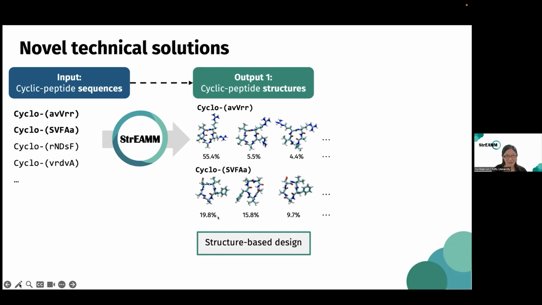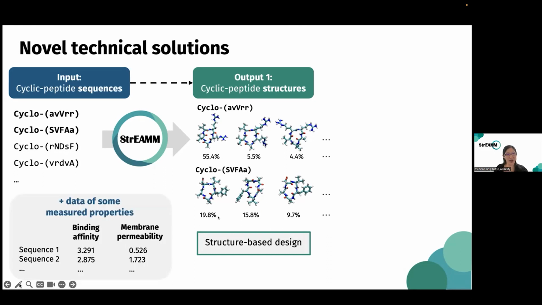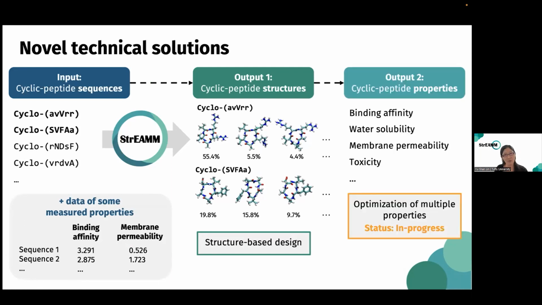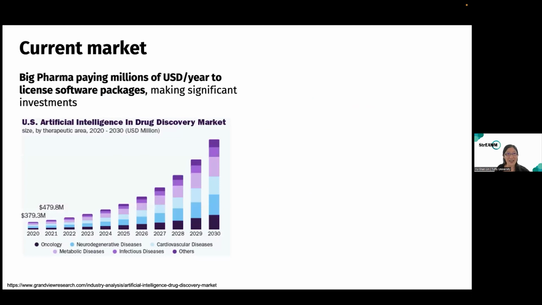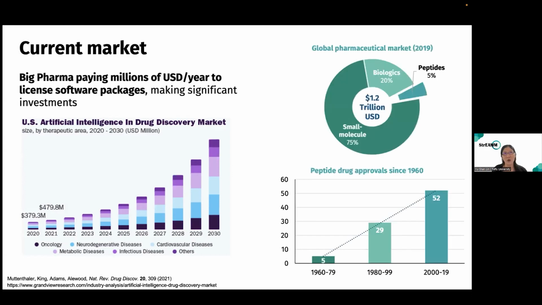We also believe that by combining the structural information with limited amount of experimental data, we will be able to build predictive models that can actually predict, for example, binding affinity, membrane permeability, and so on and so forth. Currently, there is a very, very strong interest in pharma companies in artificial intelligence. And also, even if cyclic peptides or peptides can be considered a niche area, it's under constant, steady growth.